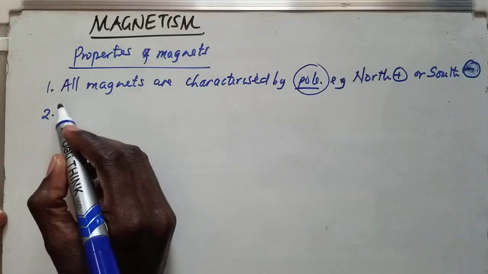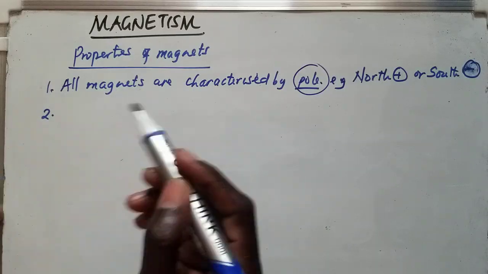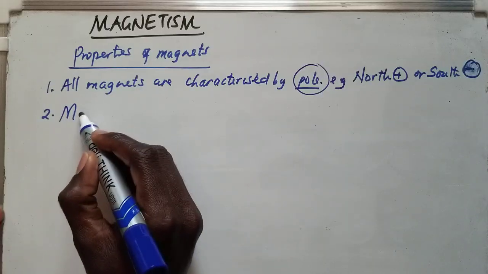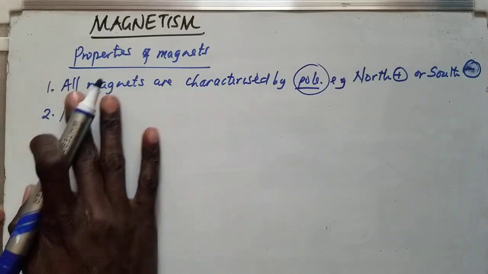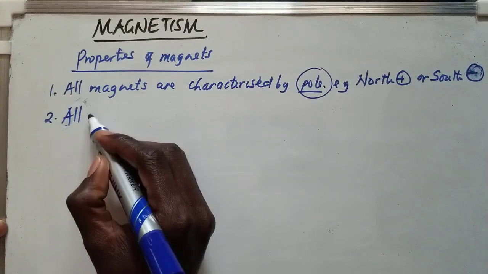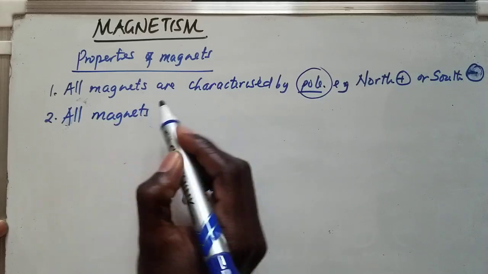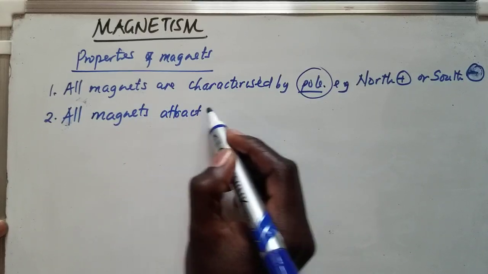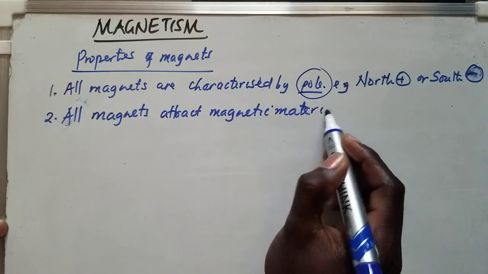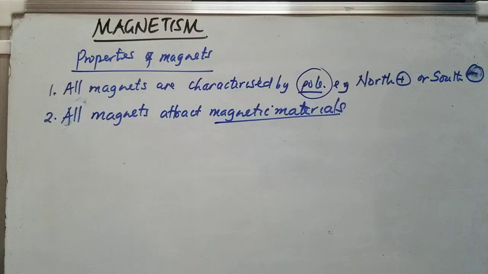Then another property that we can talk about is that all magnets attract magnetic materials. Now what exactly are magnetic materials? Sometimes they are called ferromagnetic materials. These are materials that can be attracted to a magnet, so we call them magnetic materials.